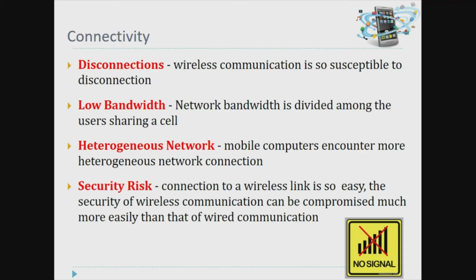The second part is about low bandwidth. The network bandwidth is divided among the users sharing the cell. So different users may have different bandwidth, because we use different telecommunication networks and so on.